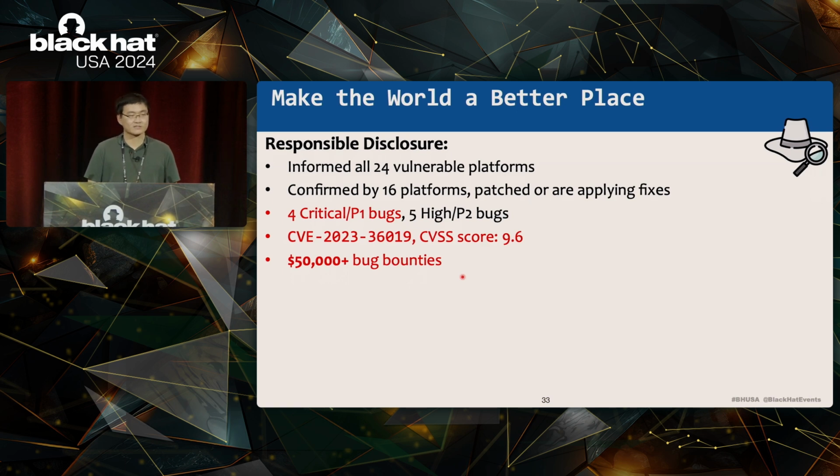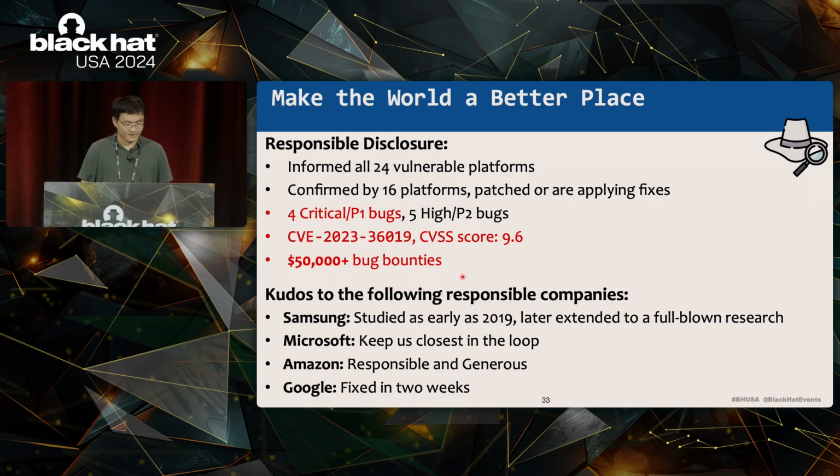As part of our responsible disclosure efforts, we've informed all 24 vulnerable platforms, which has been confirmed by 16 platforms. We have accumulated 4 critical or P1 bugs, and the most critical CVE assigned has a CVSS score of 9.6. We also received some generous bug bounties. Especially kudos to the following responsible companies.